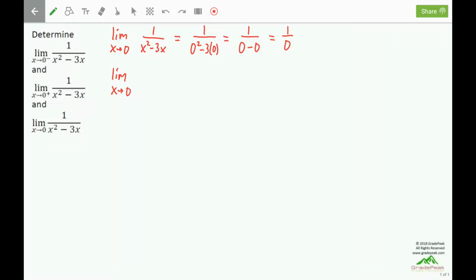We have the limit as x approaches 0 from the left side, indicated by the negative superscript on the 0. And the limit as x approaches 0 from the right side, indicated by the positive superscript on the 0. Let's start with the left-sided limit.